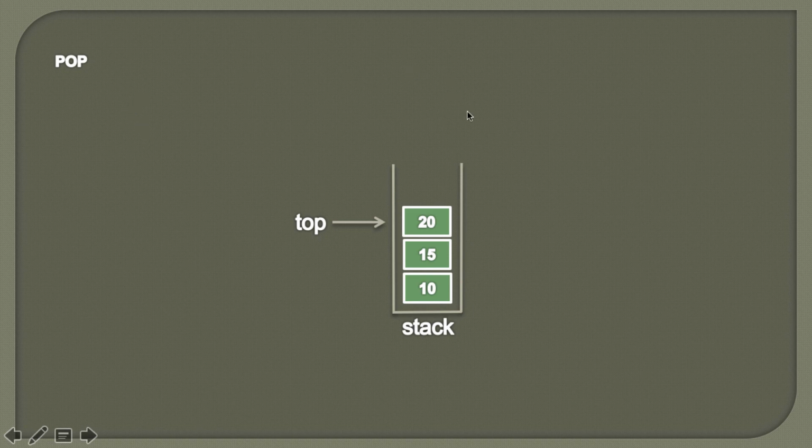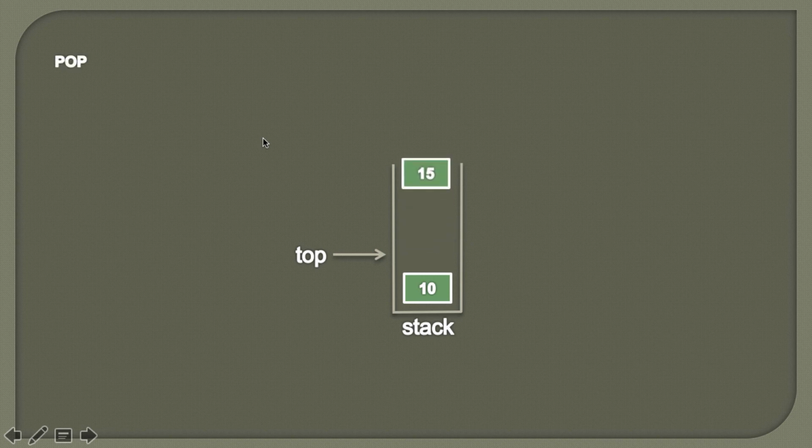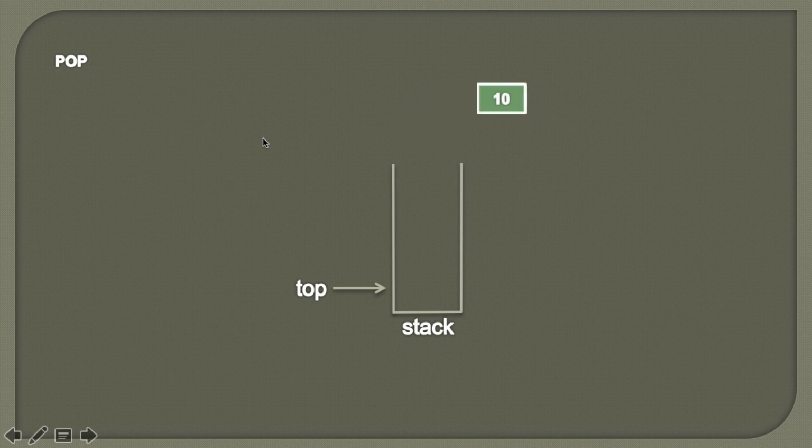Now if you want to pop an element, we know that there is only one end where the nodes will be removed. As we pop 20, top will now point to the node just before it. Let's say we again pop an element, so top will now point to the node just before it. And finally, if we again pop an element, you can see the 10 got removed and top points to null again. So friends, this is how the stack works.